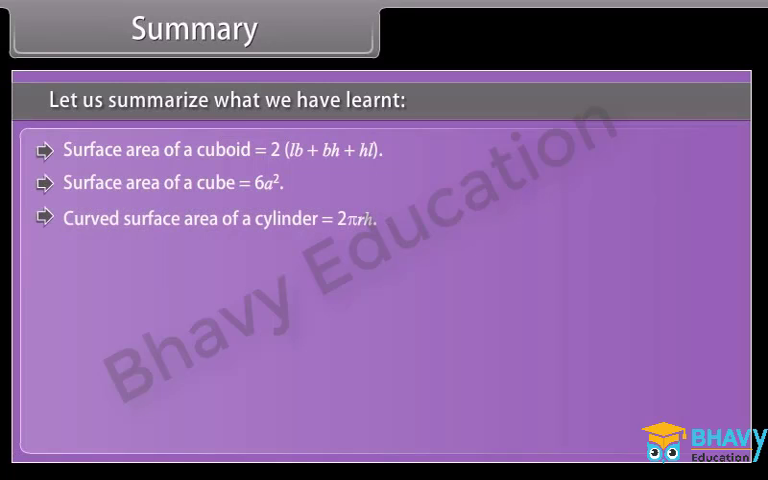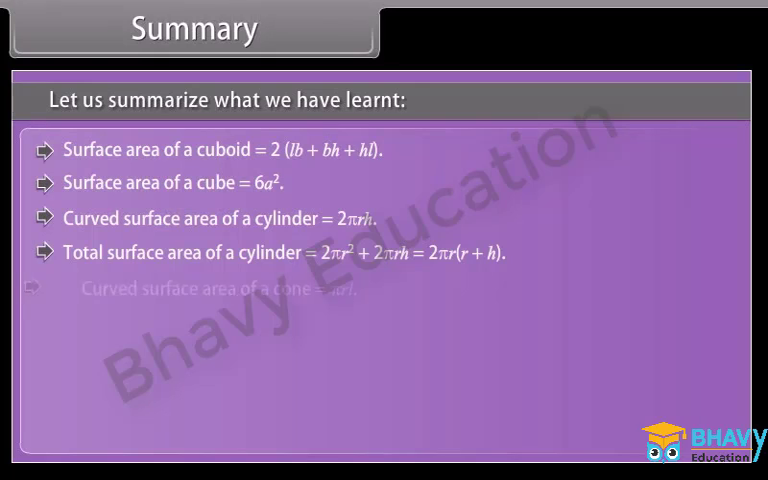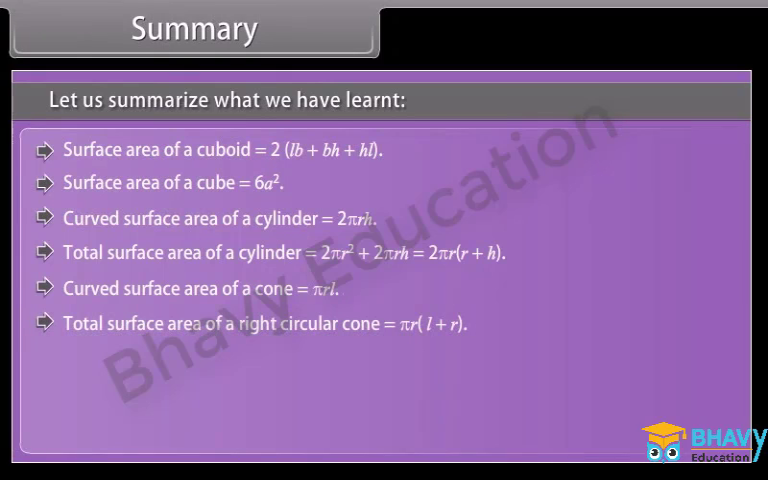Curved surface area of a cylinder is equal to 2 pi rh. Total surface area of a cylinder is equal to 2 pi r square plus 2 pi rh is equal to 2 pi r into r plus h. Curved surface area of a cone is equal to pi rl. Total surface area of a right circular cone is equal to pi r into L plus r.